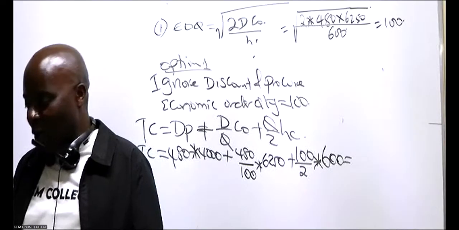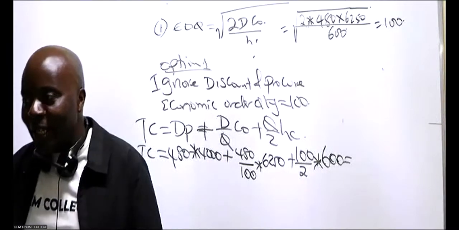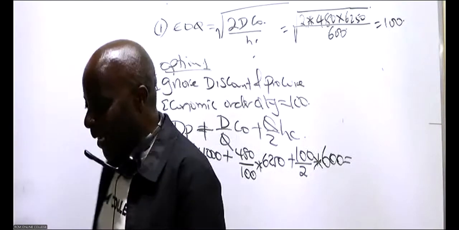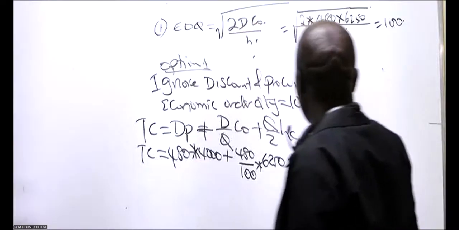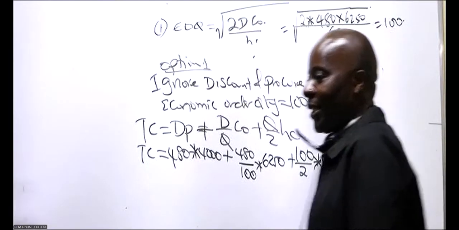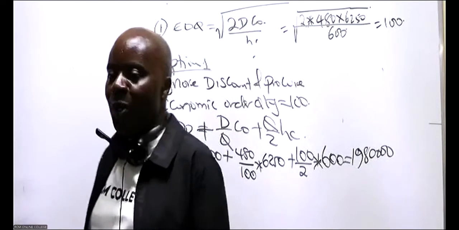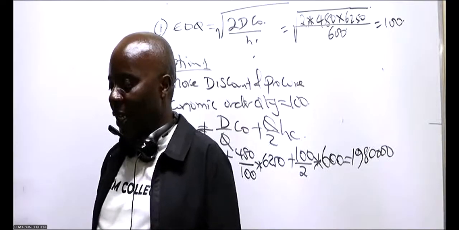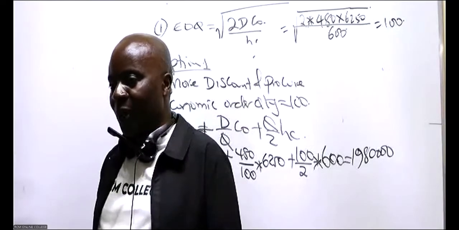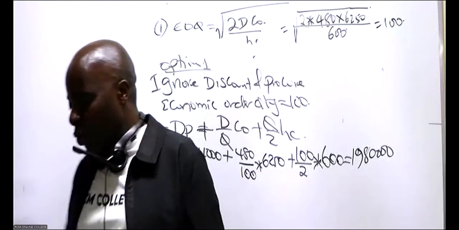So what is the total cost figure? 1,980,000. Like that. Kenya shillings, isn't it? Kenya shillings. And then we go to option 2. If we are in agreement, now we go to option 2. Option 2 now is the discounts option, isn't it? Yeah. So now we go to option 2.